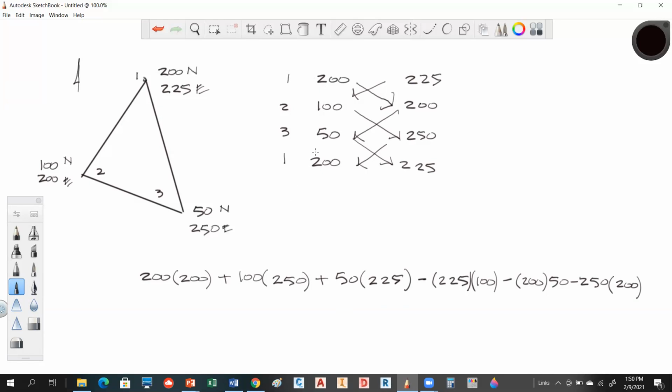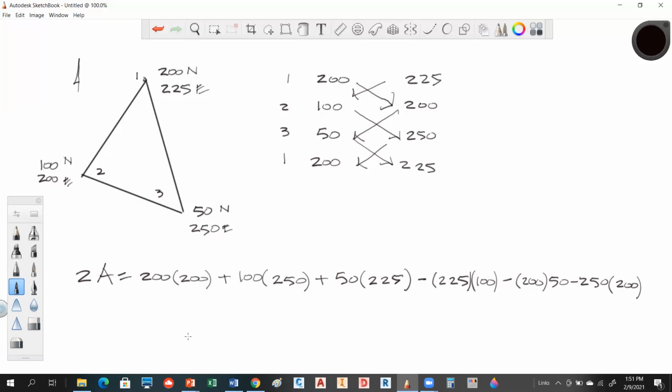1, I have to end at 1. So I should have 1, 2, 3 positive products, and then 1, 2, 3 negatives. When I do this math, and it does get a little messy, it's going to be 2 times the area. So to actually get the area at the end, you just divide that whole mess by 2. It's actually pretty slick. It works pretty well.